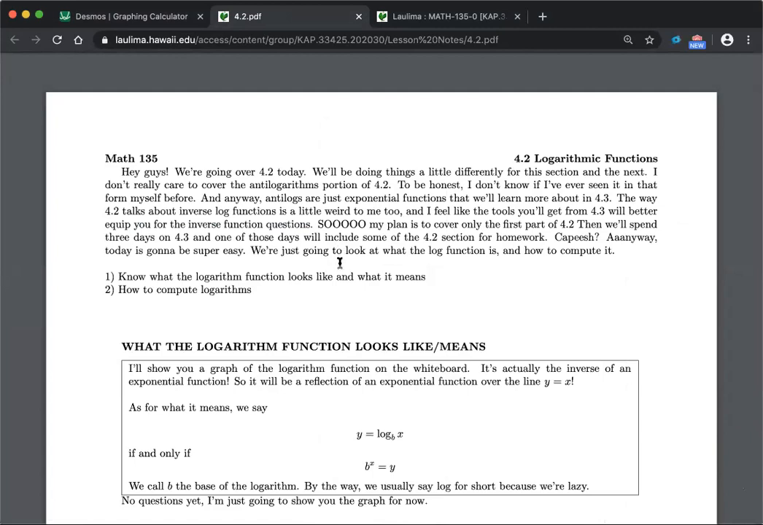we're going to spend 3 days in 4.3 instead of splitting up 2, we're going to do 3 in 4.3, and then come back to assigning homework from 4.2. I think the way that 4.3 covers the material is a little better.